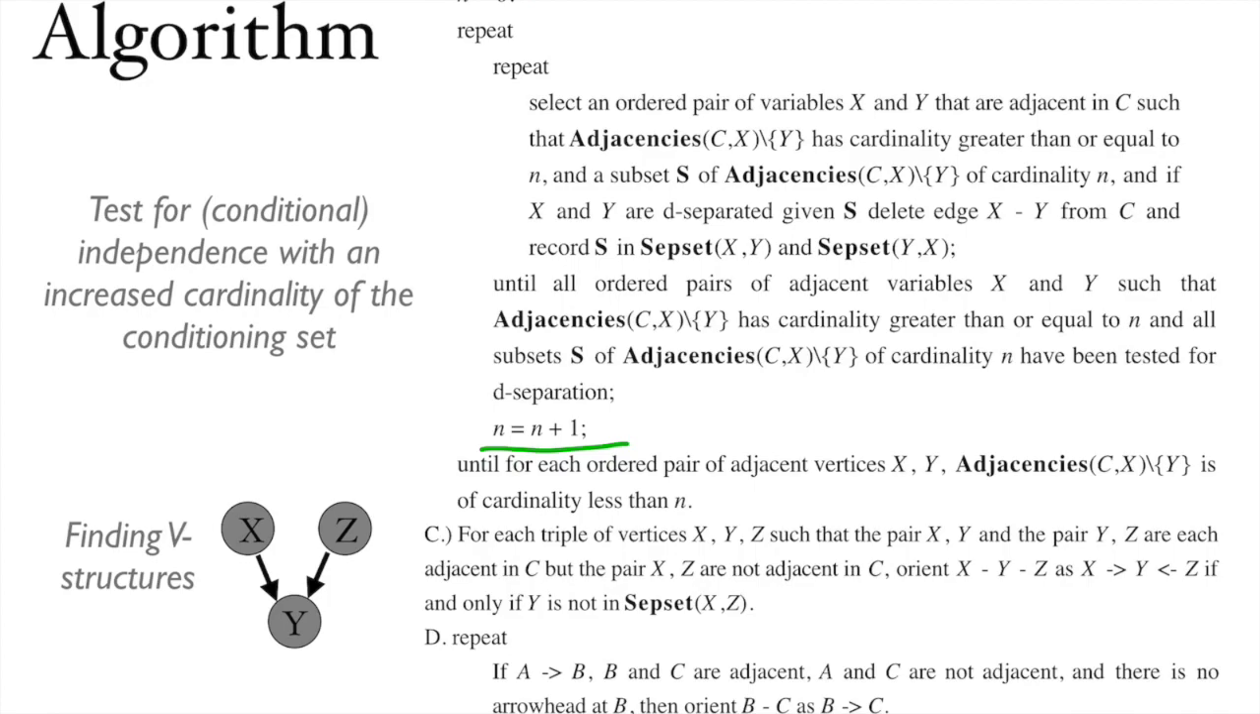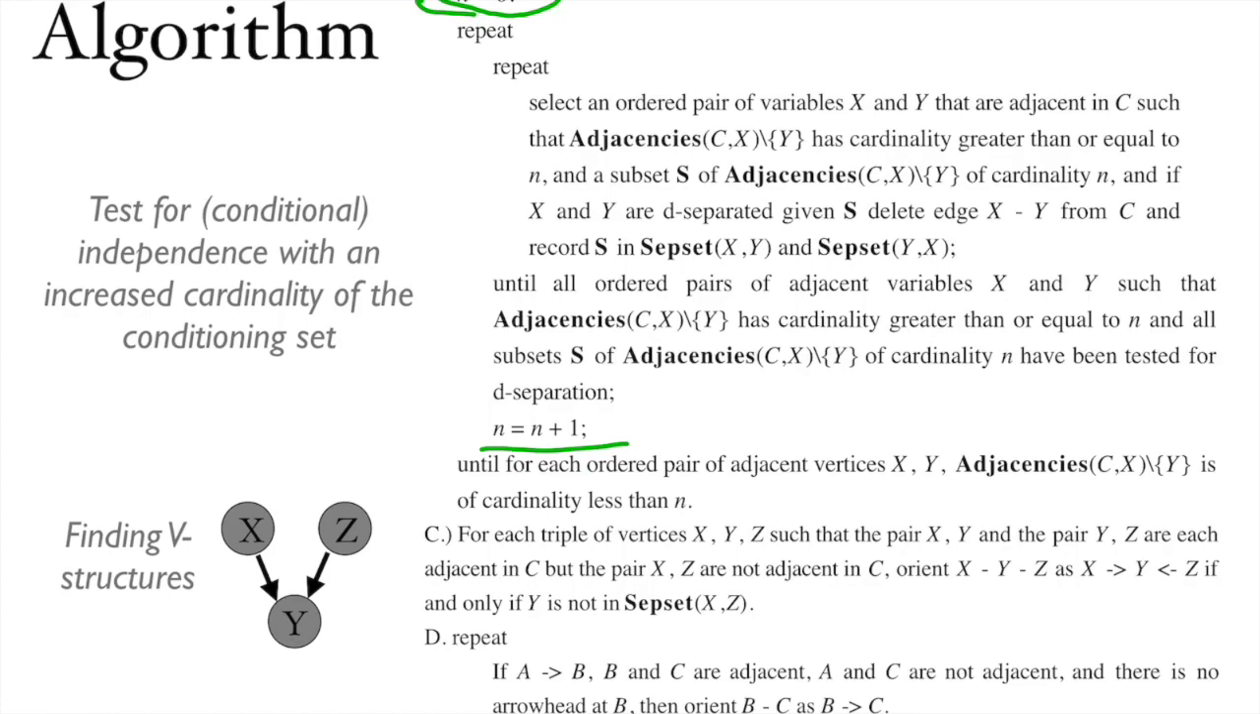Wouldn't you, at the beginning, start with a fully connected graph? Yes. And if you start with a fully connected graph, everybody is there. But first you do the unconditional independence test, and you can get rid of a lot of edges. Since the cardinality of the conditioning set is very low, the power of the test is high. So you start with this test, and then you increase the cardinality of the conditioning set.